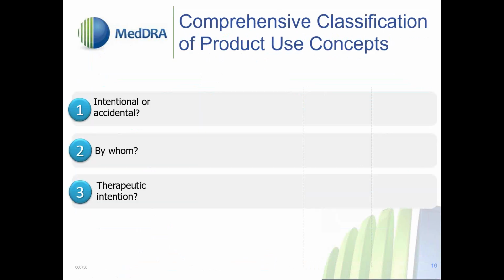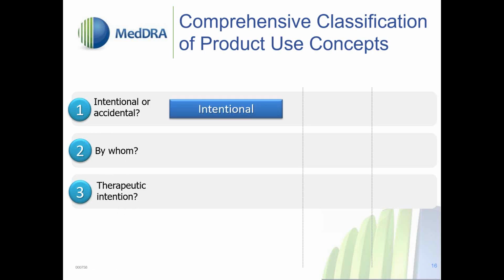The following chart can be used to classify medication errors and other product use issues. It visualizes the related decision-making process, and we will be using this decision chart throughout the session today. Here are the core questions that you will have to ask yourself. Three questions. Did the incident occur intentionally or unintentionally, accidentally? Who caused it? Who triggered it? And was it in the context of therapeutic use or for therapeutic purposes, yes or no?